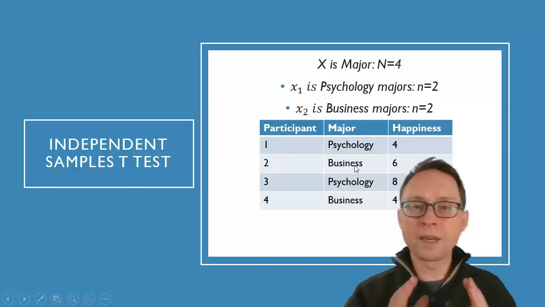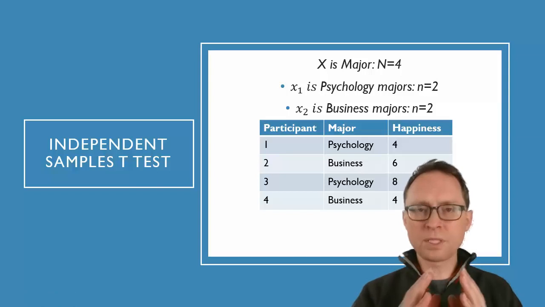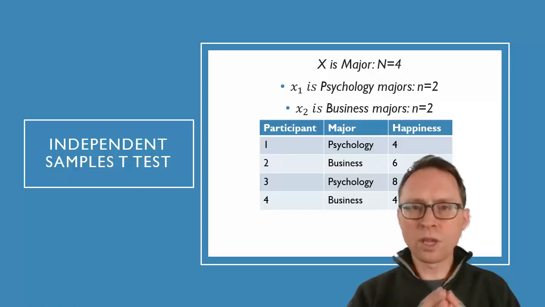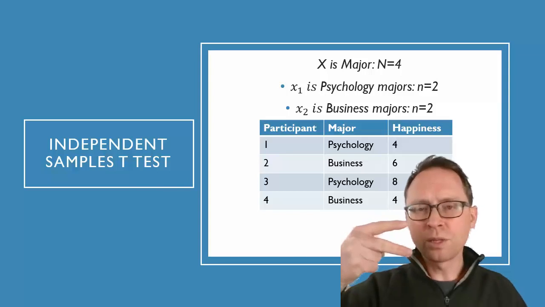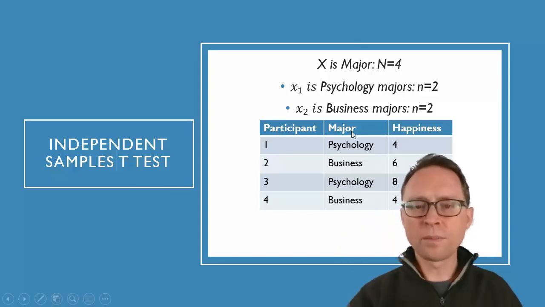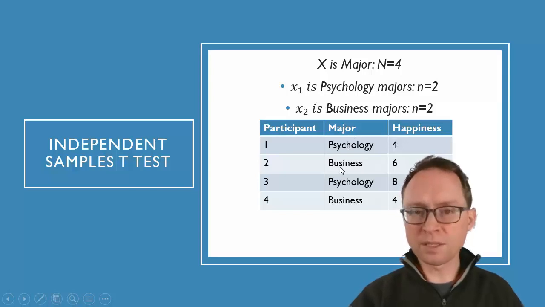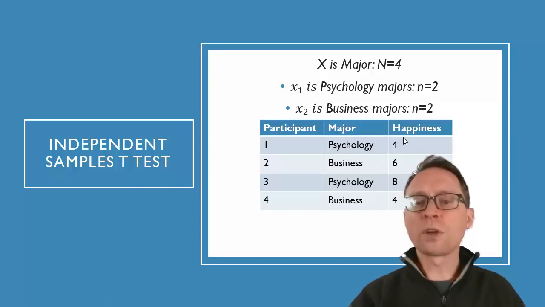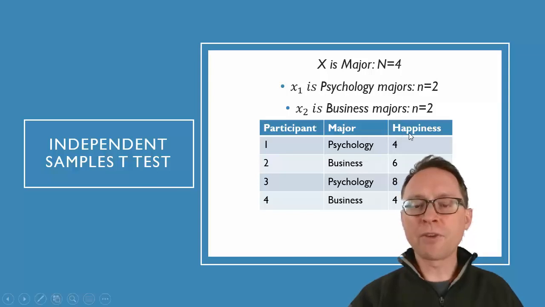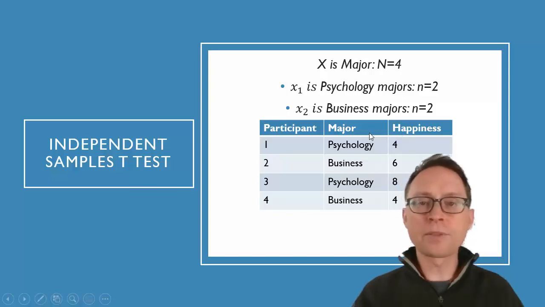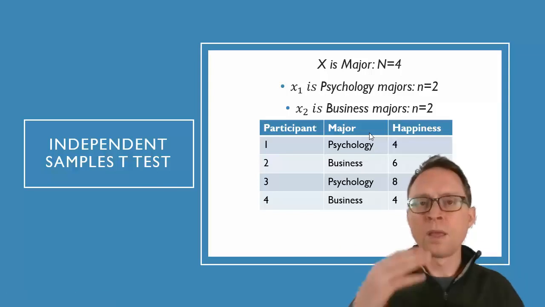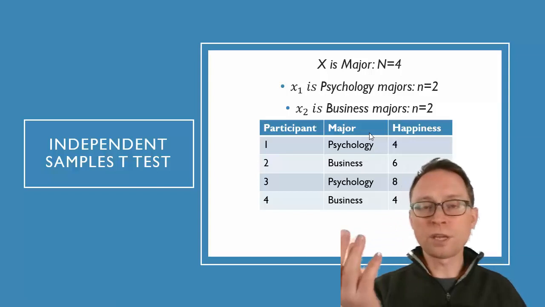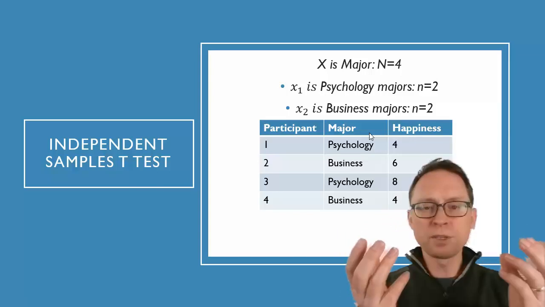So when we're looking at an independent samples t-test, now we are looking at one variable that can be separated into two levels. One variable, major, that can be separated into two levels, psychology and business. We are looking at the difference that they have on their happiness score. So my hypothesis might be, I think that psychology majors are happier than business majors, right? Psychology majors is one group, business majors is the other.